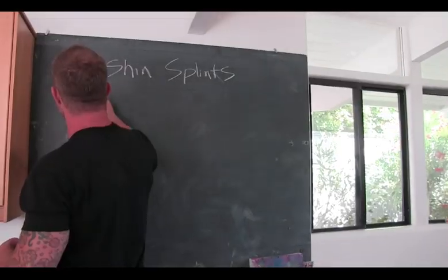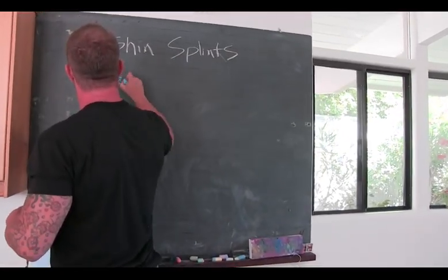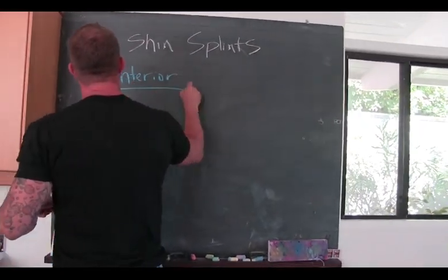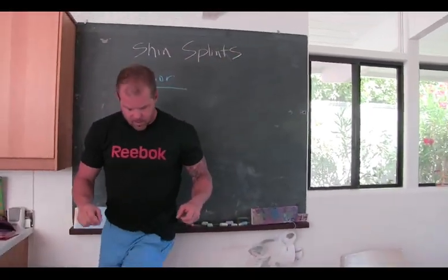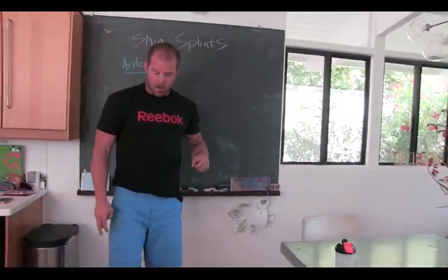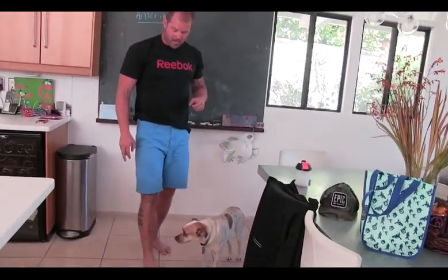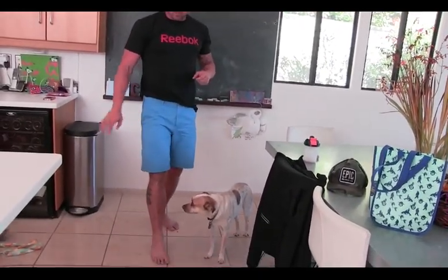One is this anterior variety, and this is a classic shin splints. This is where I'm usually heel striking and the foot comes down and I get this really rapid deceleration.